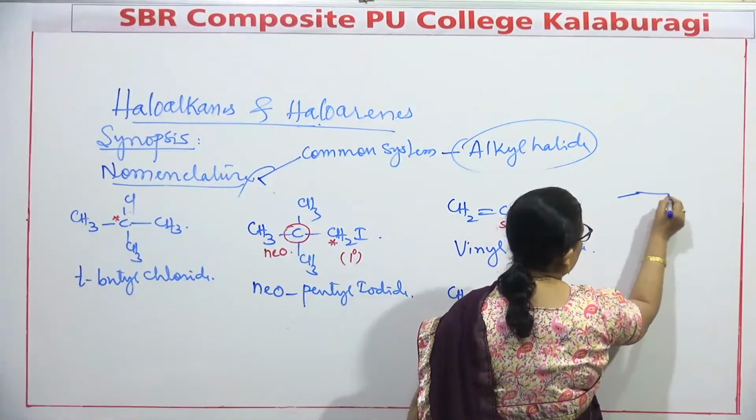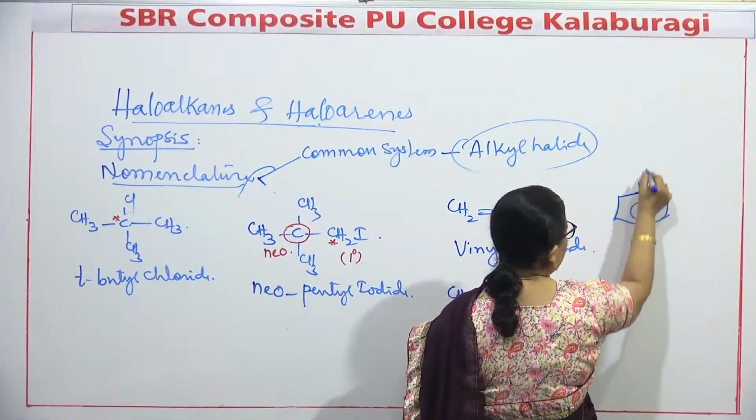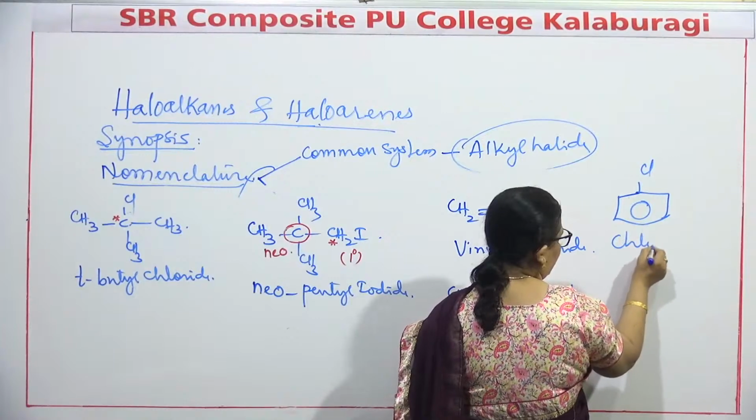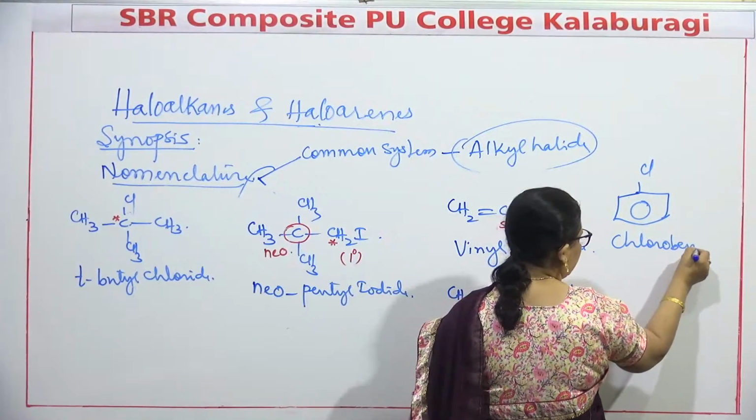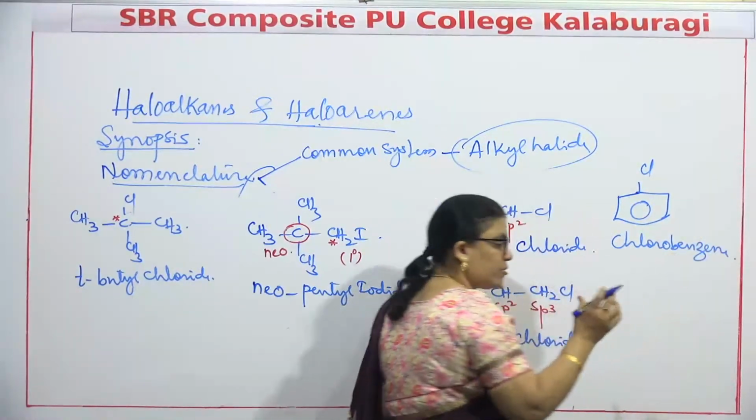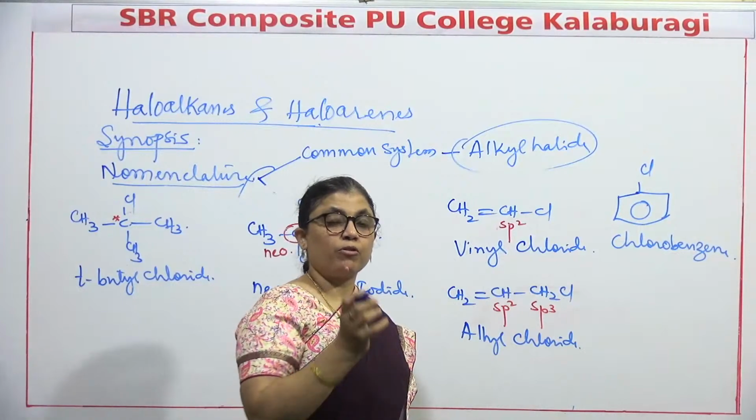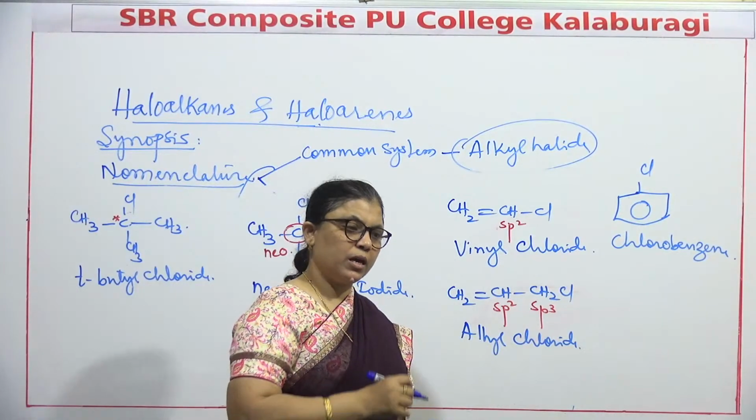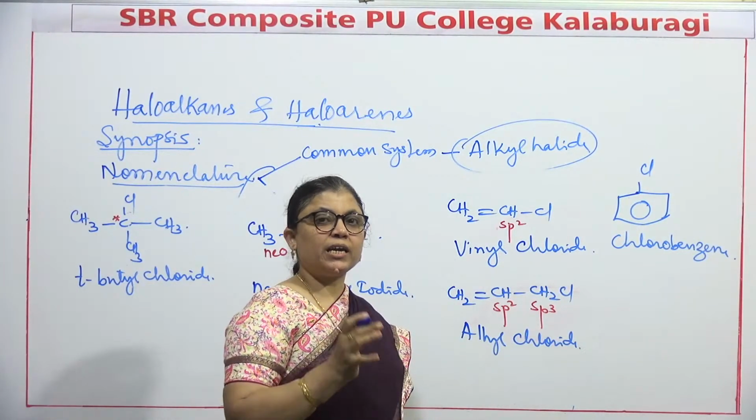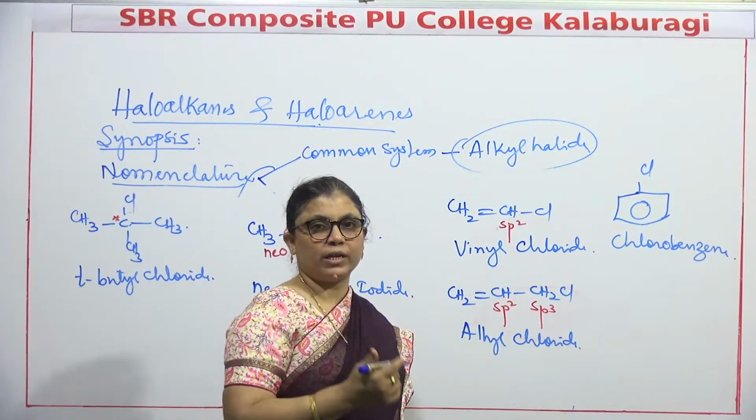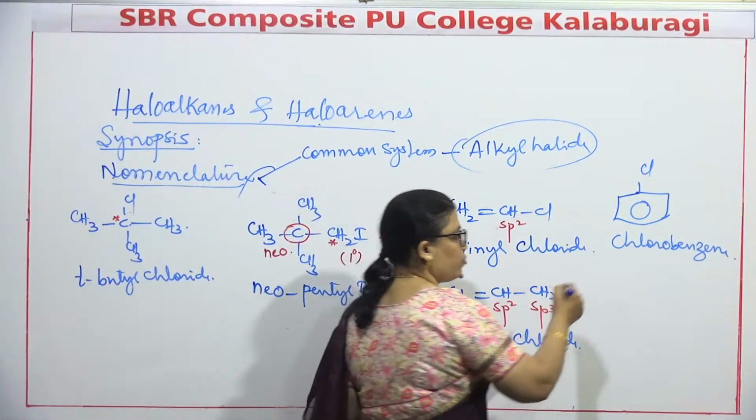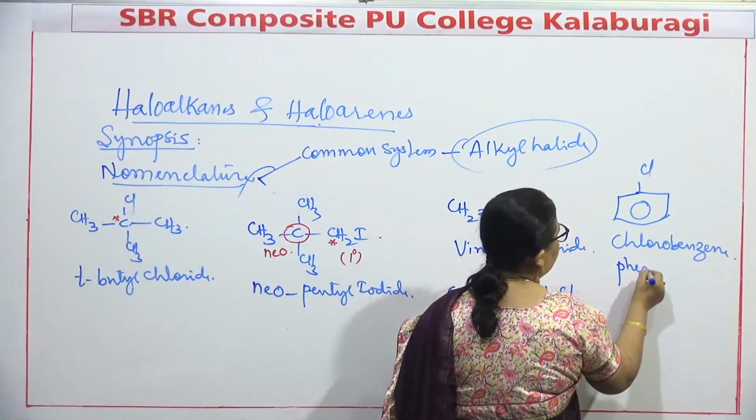Other than this, because our topic is haloarene also, chlorobenzene is both the common name and the IUPAC name. But remember one thing: we cannot stop the name of an organic compound at one name, because compounds with any functional group have more than one name. Even we can call it phenyl chloride.